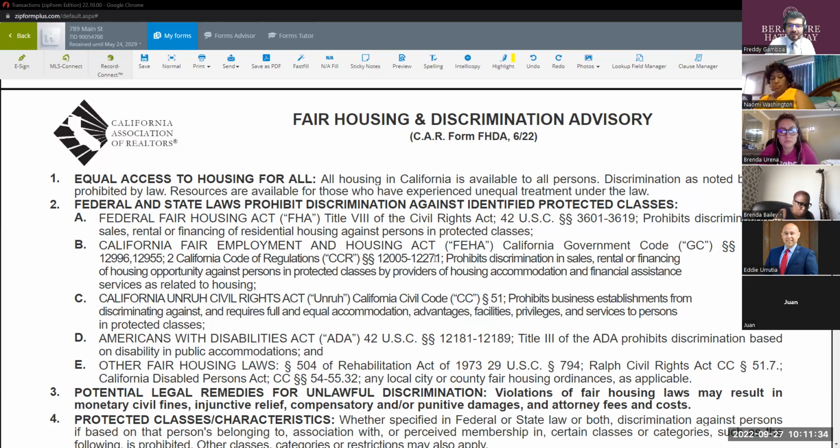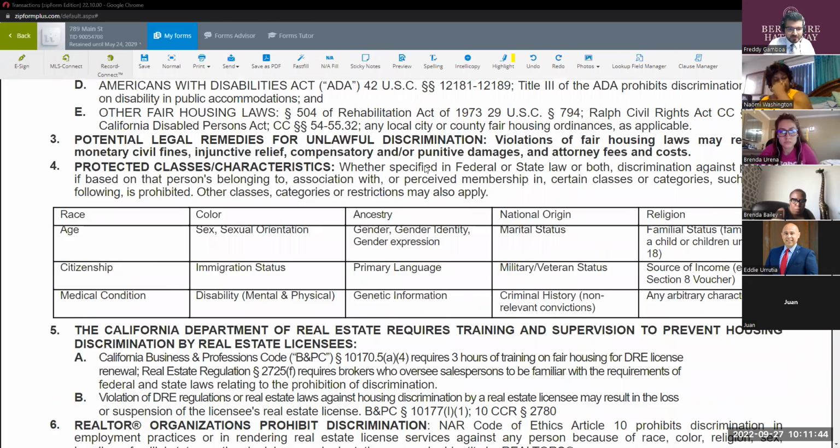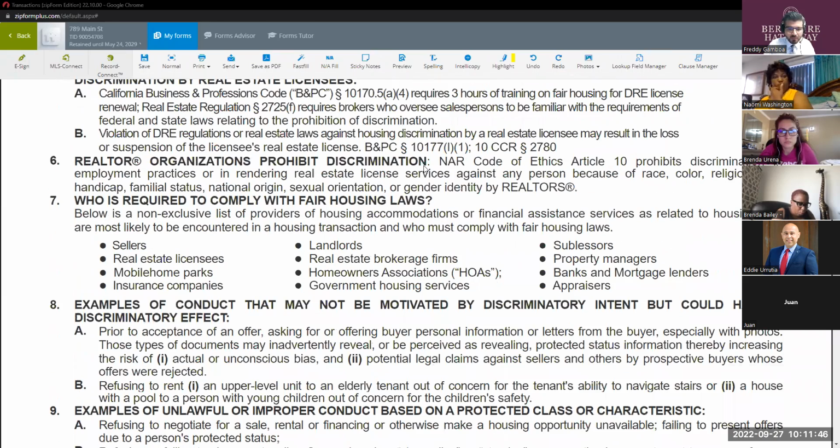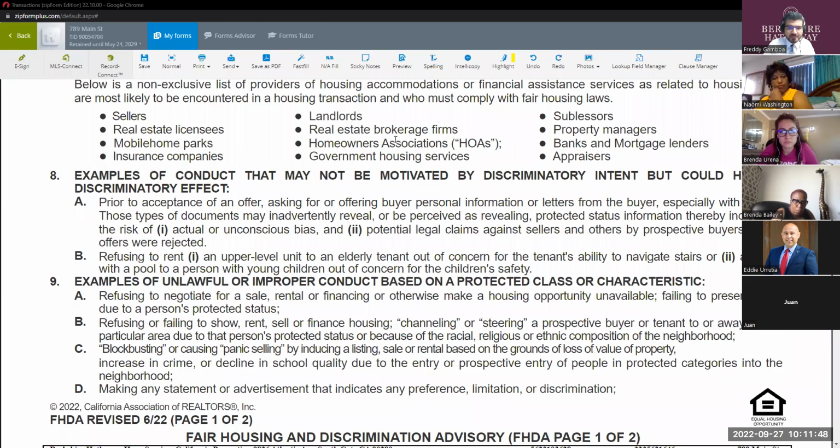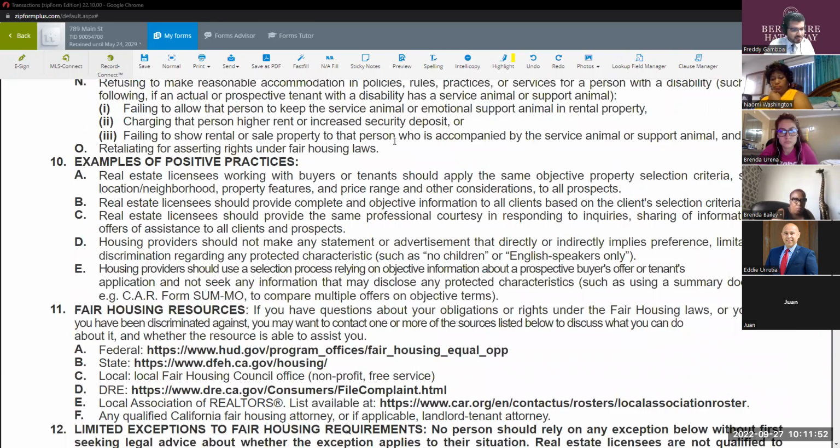Okay, so please, the last thing we want is for you guys to actually get caught discriminating against people, because it was not your fault. So please be very careful when it comes to the fair housing and discrimination advisory. It's just to let your clients be aware that you cannot discriminate. In other words, we are colorblind. Okay, good. Let's move on with this.